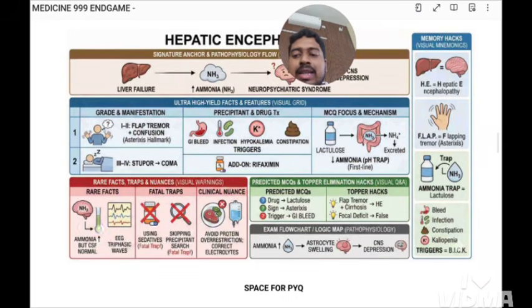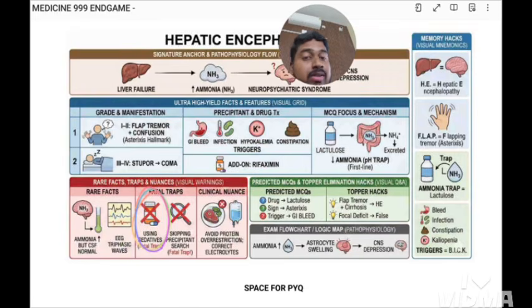Now ammonia will be increased in the blood, but in CSF ammonia can be normal. This is an important INI-CET point. Ammonia can be increased in blood, but CSF ammonia remains normal. Next, in EEG, what pattern do you see? You see triphasic waves. Triphasic waves pattern is seen in EEG in case of hepatic encephalopathy.